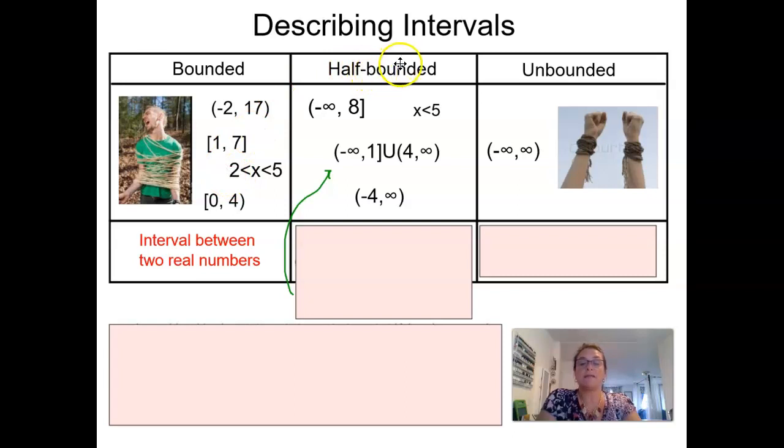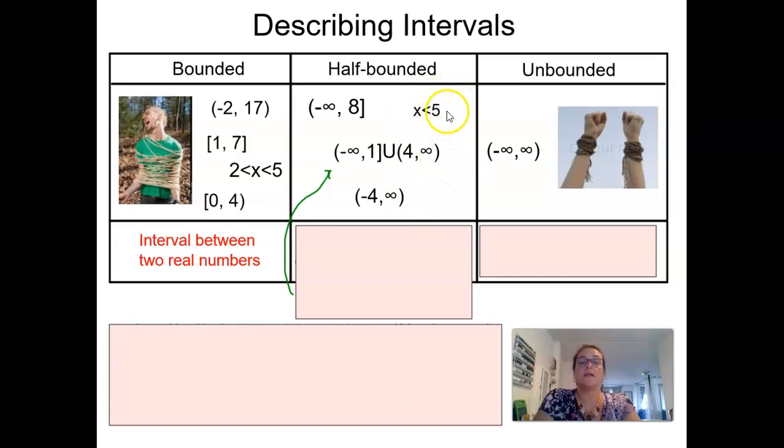Okay, a half-bounded interval can be an upper bound, as in this example, the 8, or it could be a lower bound, as in this example, the -4 is a lower bound. Those bounds can be inclusive or non-inclusive, but what's important in a half-bounded interval is that one end is approaching infinity. So here, this is going toward -infinity up to and including 8. Here we have -4 all the way through to positive infinity.